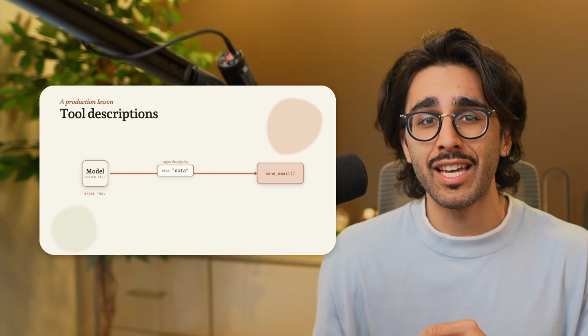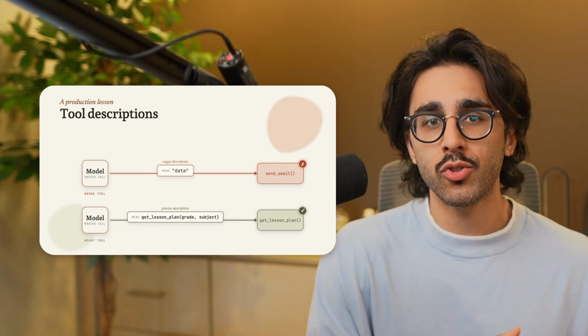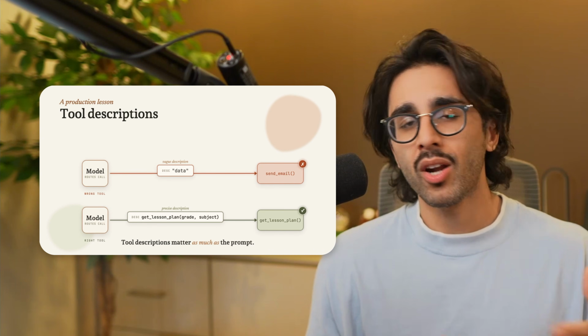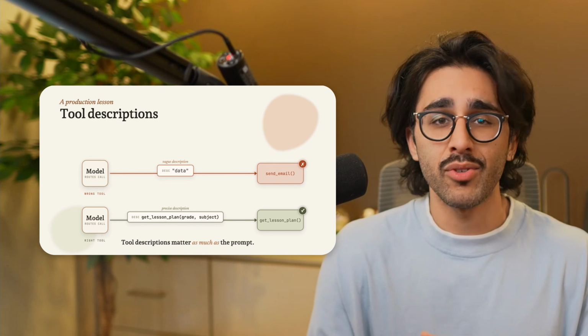I once shipped an agent that worked perfectly for me and fell apart in production because I wrote the tool descriptions for me, not for the model. The model only knows what you tell it about every tool, so if you have a vague description, wrong tool every time. And finally, layer 4, loop engineering.